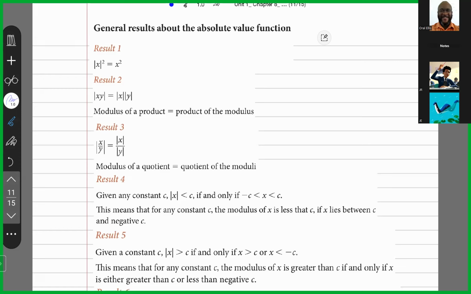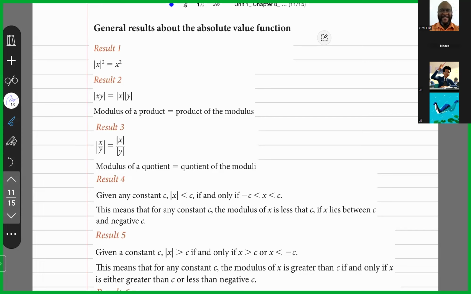Result four says, given that c is a constant, the mod of x is less than c if and only if x is less than c and x is greater than minus c. So this means that for any constant c, the modulus of x is less than c if x lies between c and negative c.